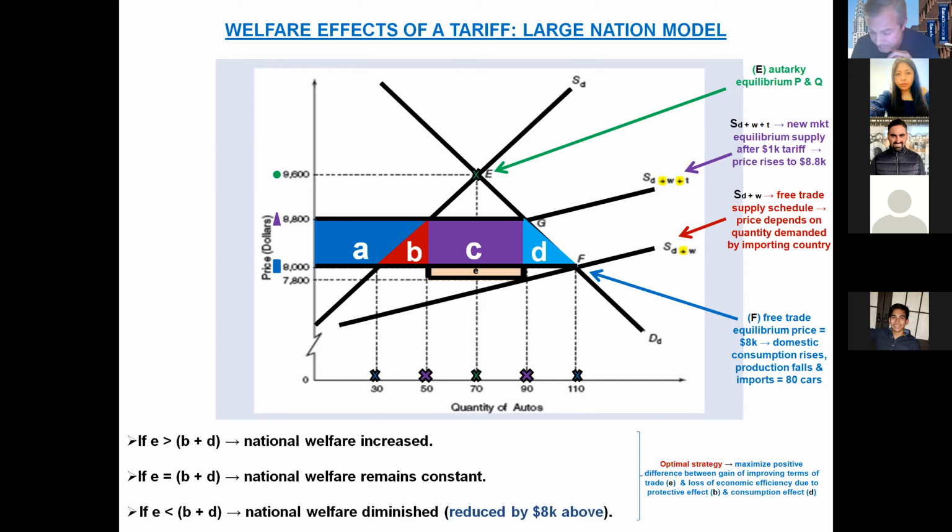It's called the beggar thy neighbor policy, because the optimal strategy for a large nation tariff is called the beggar thy neighbor policy, because I may be doing better, but it's at your expense.